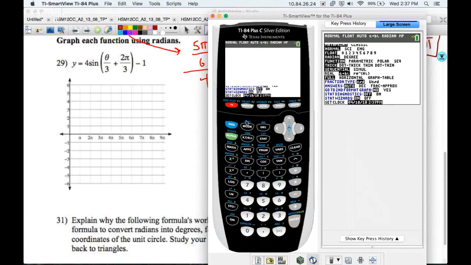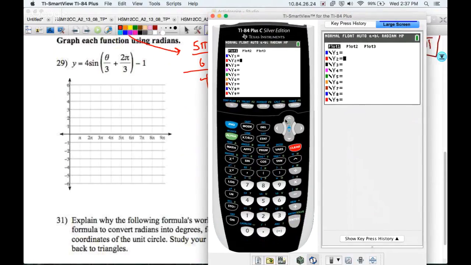We can input it now into a y equals. This first one is 4 sine. For the theta, just use x over 3 plus 2 pi over 3, close parentheses, minus 1.